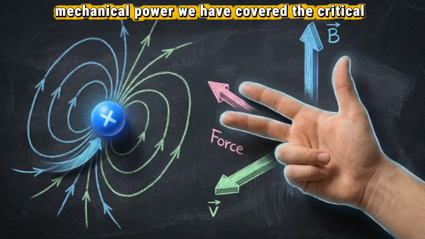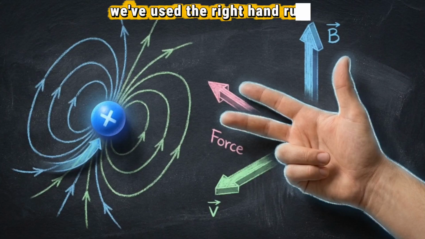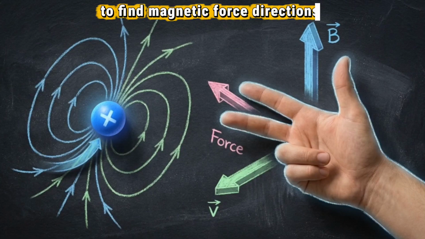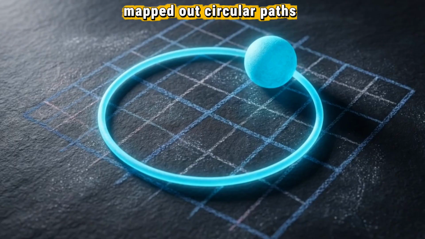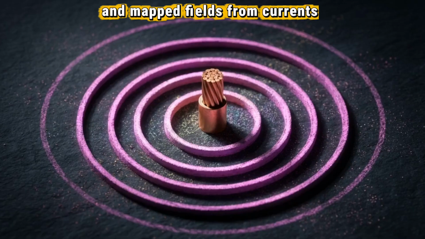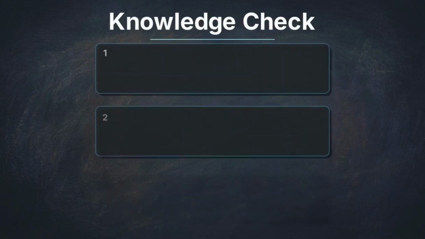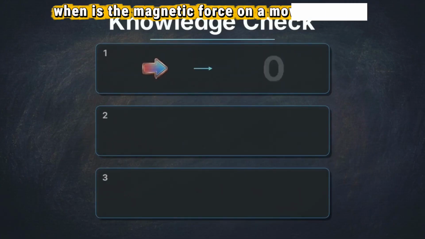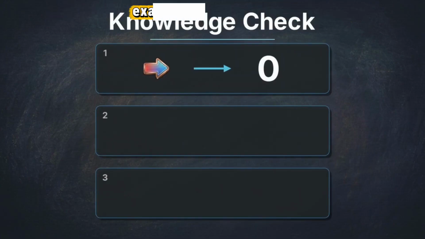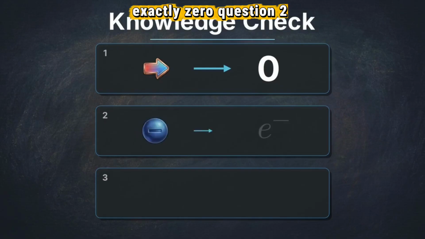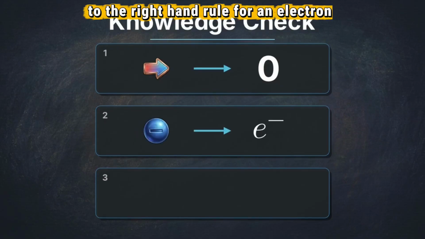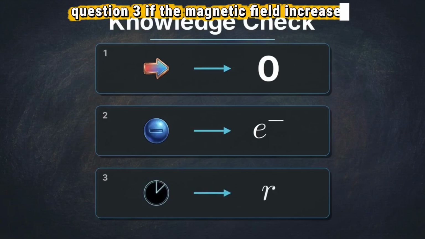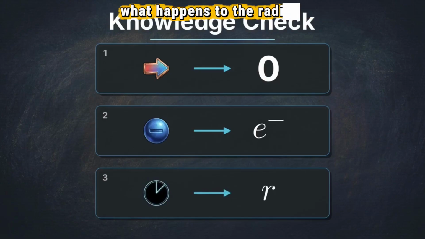We have covered the critical mechanics. We've used the right-hand rule to find magnetic force directions, calculated their magnitudes, mapped out circular paths, and mapped fields from currents. Let's test your understanding. Question 1. When is the magnetic force on a moving charge exactly 0? Question 2. What single adjustment do you make to the right-hand rule for an electron? Question 3. If the magnetic field increases, what happens to the radius?